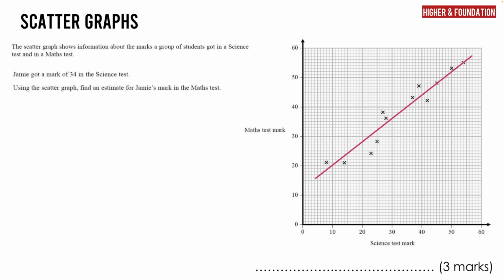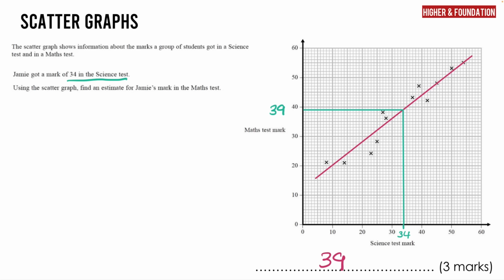Now this one says Jamie got a mark of 34 in the science test. Use the scatter graph to work out an estimate for his mark in the maths test. So we want to find 34 on the scatter graph, again being careful of the scale in this question, and then we're going to trace up to our line of best fit. This bit of working out is really important because we are reading from our own line, which does allow us to have a bit of a variation of our answers, and that for me comes out as 39. So my answer for this would be 39. I've showed it nice and clearly using my line of best fit.